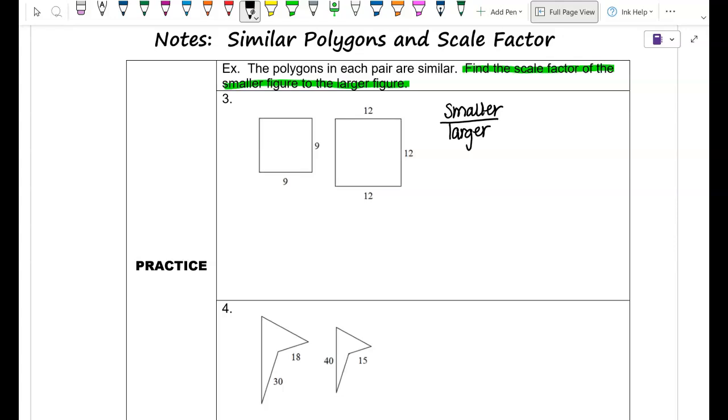Now again, when I am doing scale factor, I am only comparing one set of numbers. Even if they give me all these other numbers, I just have to pick out one pair of corresponding sides. Now, in the case of this diagram, we have two squares, and I know they're squares because the sides are equal. So I only have one set of numbers to match up. I have the 9 in the smaller to the 12 in the larger. Again, the smaller number is going to go in my numerator. The larger number in my denominator.